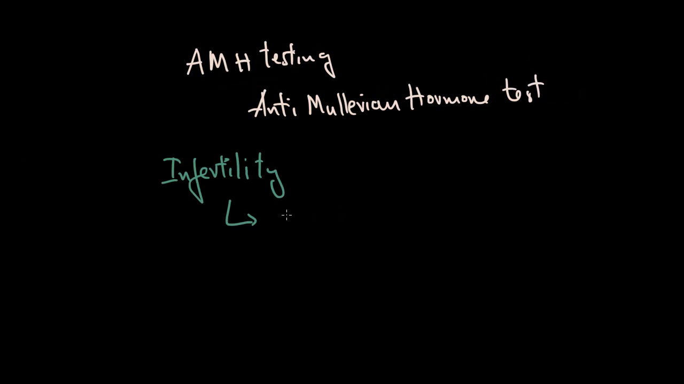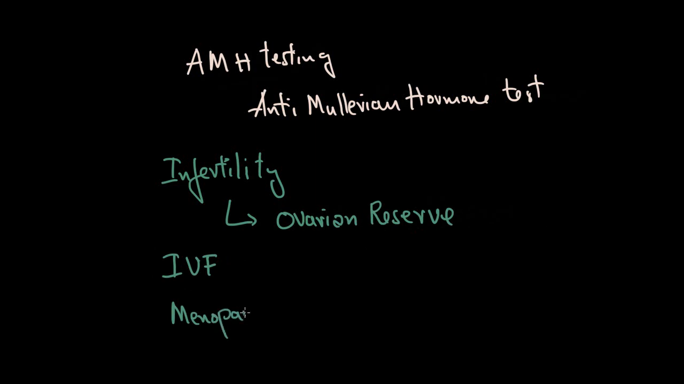It is basically used to calculate the ovarian reserve. Ovarian reserve means the total number of eggs which are present in the ovary at that point of time. It is also used for IVF procedures, and it's also used for the diagnosis of menopause. These are the most common reasons why AMH gets tested. The first, the most common, being to test for the ovarian reserve, the second for IVF testing, and the third to diagnose menopause.